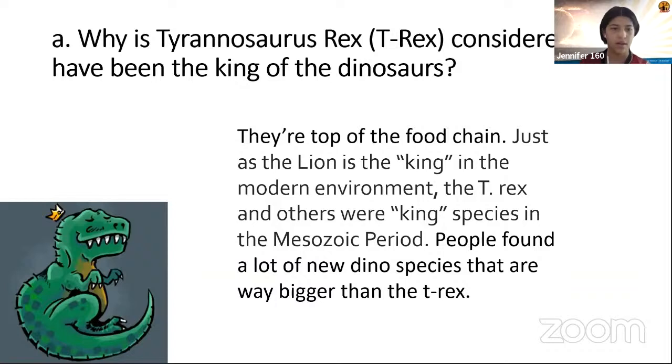So why is the Tyrannosaurus rex considered to be the king of the dinosaurs? Well, the Tyrannosaurus rex was the top predator or consumer of its environment. Just as the lion is the king of its environment, so too the T-Rex and its likes were the king species.